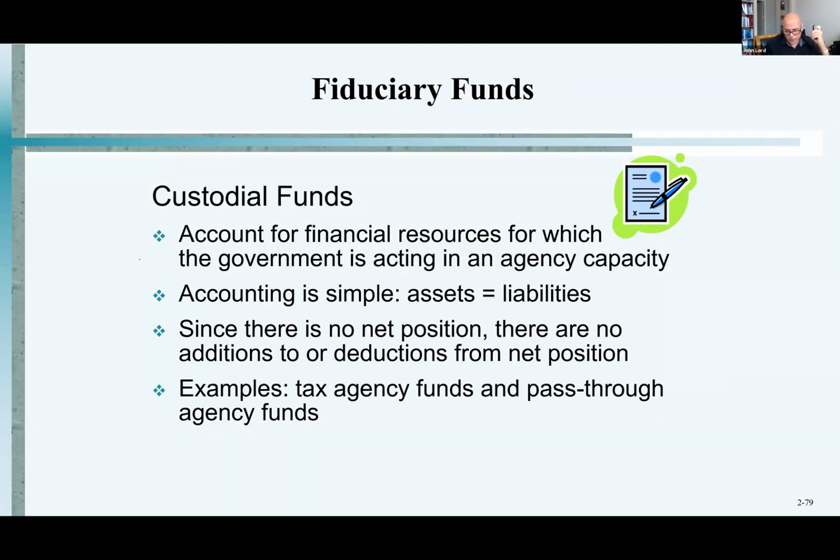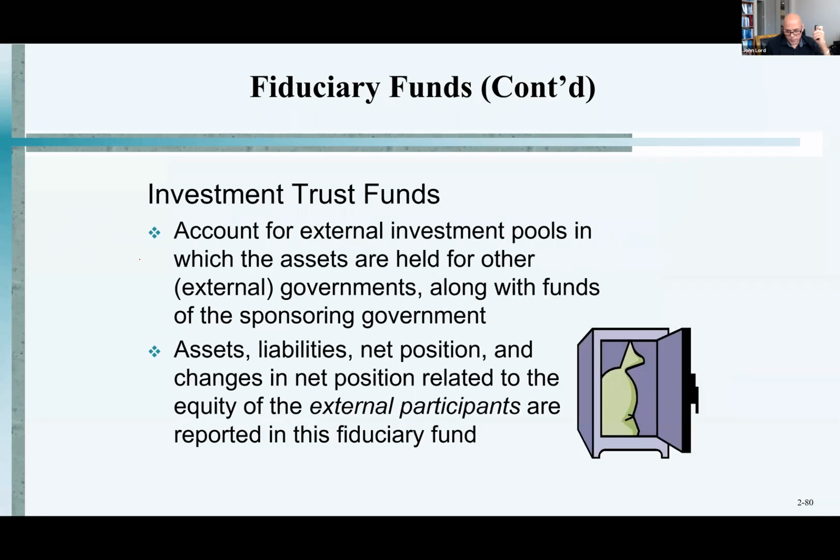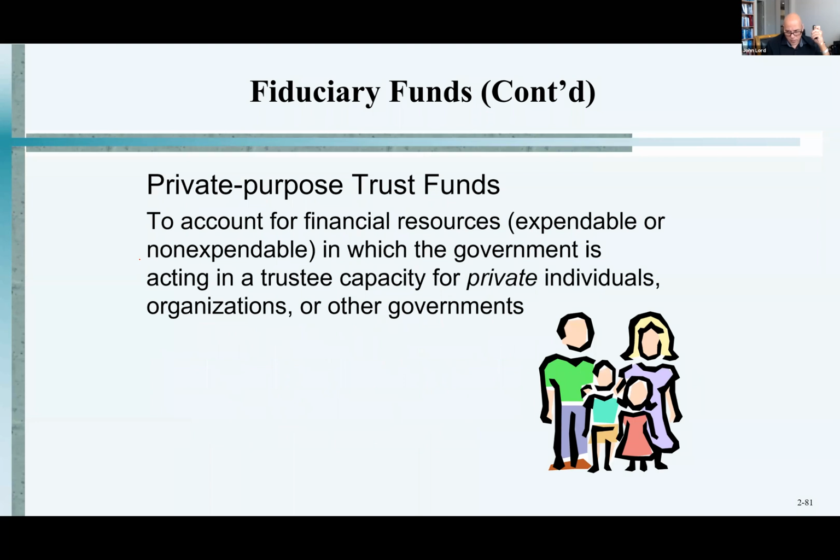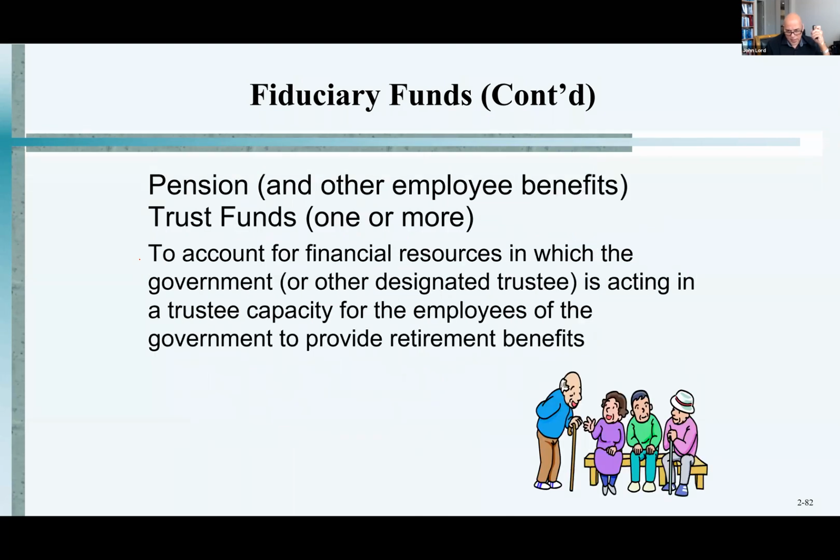Okay, and you see the different funds, guys: custodial, investment trust fund, private purpose trust fund, and then the pension fund. I'm not going to get into the details of these now, because we're going to cover all of these in chapter 8 and the nature of the type of things that they do.